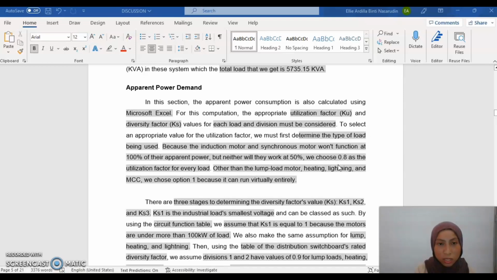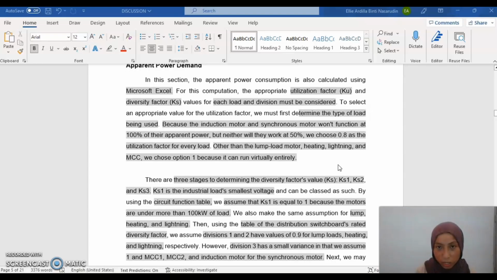For the apparent power demand, we also use Microsoft Excel, and for the utilization factor, which is KU, and the diversity factor, which is KS, we consider each load and division, and select the appropriate value for the utilization factor. First, we need to determine the type of load being used. Because the induction motor and synchronous motor won't function at 100% of their apparent power, but neither will they work at 50%. So we choose 0.5 as the utilization factor for every load. And then for loads other than lamp load, meter, heating, lighting, and MCC, we choose option 1 because it can run virtually entirely, which is 100%.